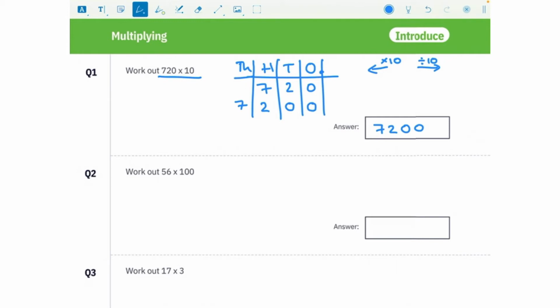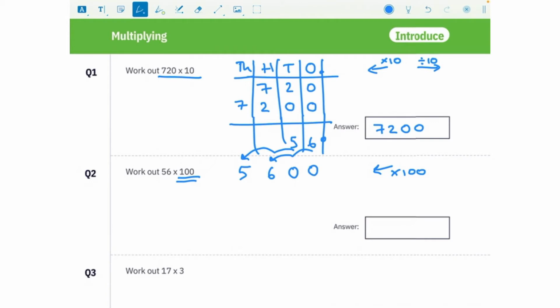So work out 56 times 100. Similar method. I'm just going to extend this down so we've got it up here. So 56 is currently here. If I times it by 100, I want to move it 2 places to the left. So the 5 is going to end up in the thousands column, the 6 is going to end up in the hundreds column, and then we need to just hold the place value with 2 zeros, so 5,600.